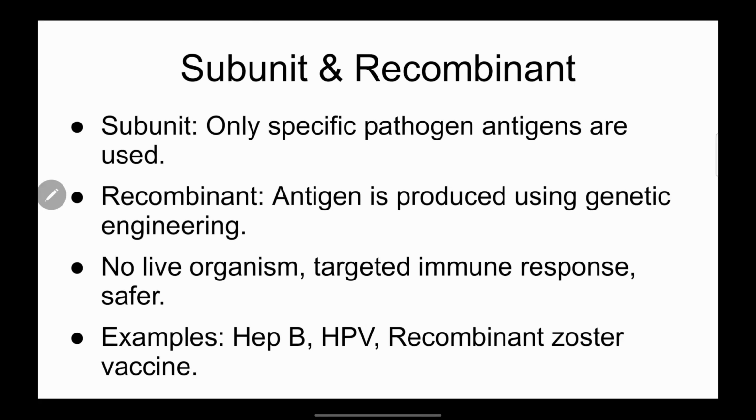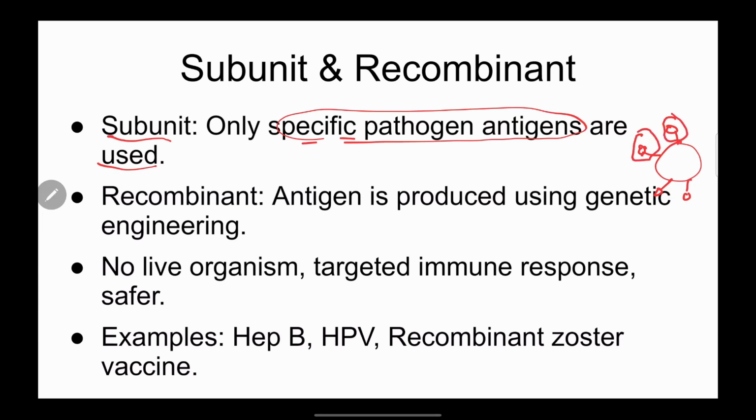Next, we have subunit and recombinant. So subunit means only specific pathogen antigens are going to be used. Let's say that this is your virus, right? Instead of using the whole virus, you only use the receptor proteins, or you use the antigenic proteins that are present on it. You don't use the whole thing.